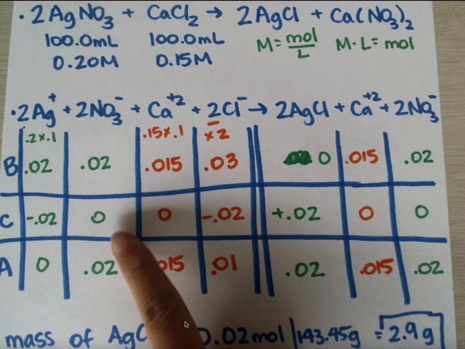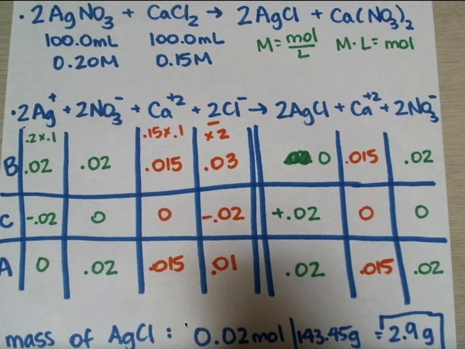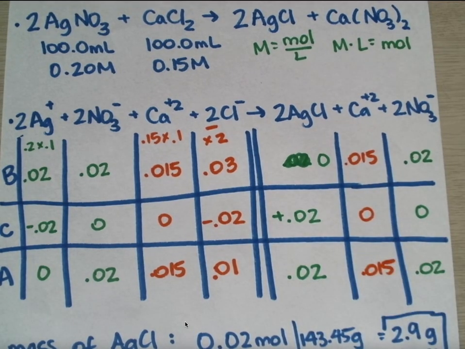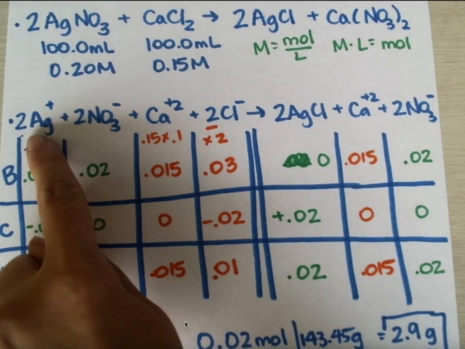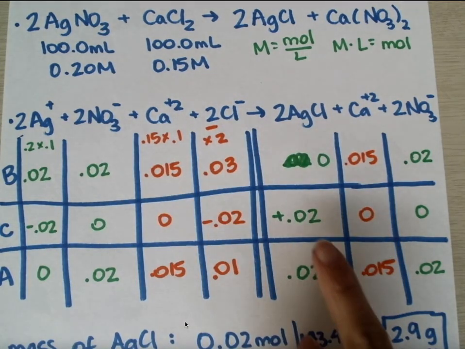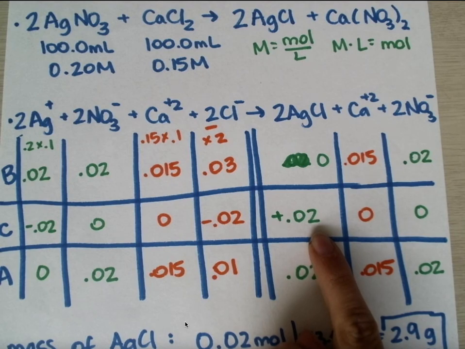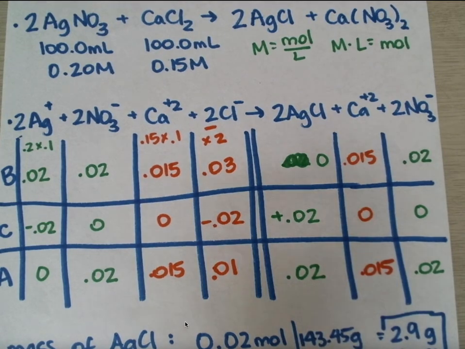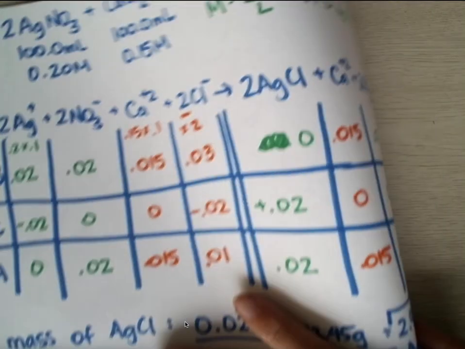Since there's no change to my spectators, I just brought those down low. And again, those are the same numbers that are on this side. Because the silver is my limiting reactant, and it is in a 1-to-1 or 2-to-2 mole ratio, I'm going to produce 0.02 moles of silver chloride, seen here. Okay. Now I can answer all the questions given to me through my BCA table.